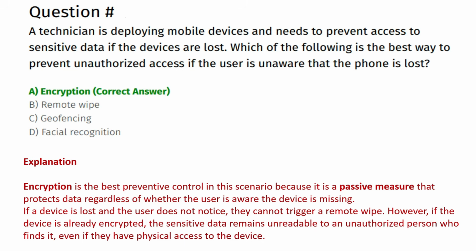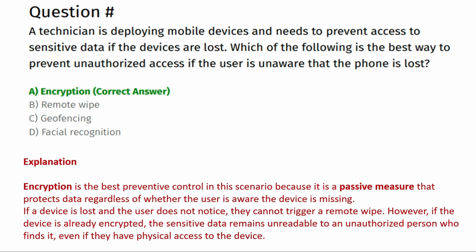And the correct answer for this question is option A, encryption. So let's check the explanation. So encryption is the best preventive control in this scenario because it is a passive measure that protects data regardless of whether the user is aware the device is missing.